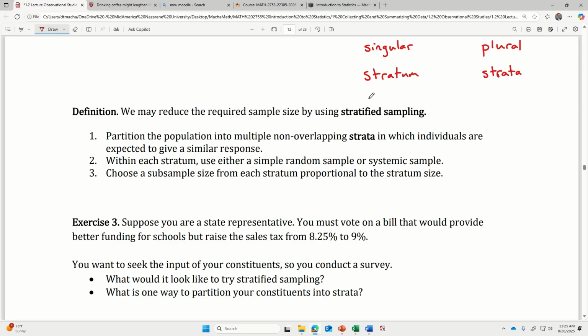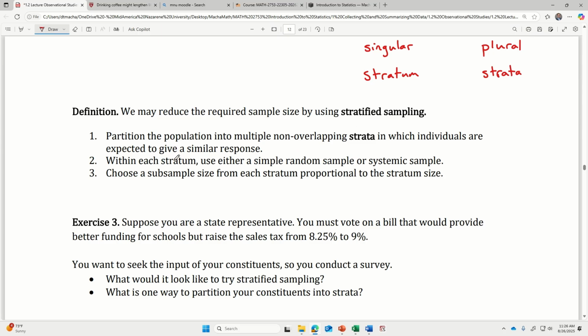But the way I would stratify this classroom is I would say there's going to be one stratum for the soccer players, one stratum for the baseball players, one stratum for the people who run track, one stratum for the people who don't play sports, and so on, right? Those are non-overlapping groups because nobody plays more than one sport, and that's the way to do it. Depending on the question I ask, I might expect people to give similar responses according to which stratum they belong to.